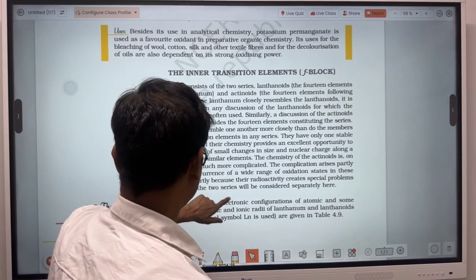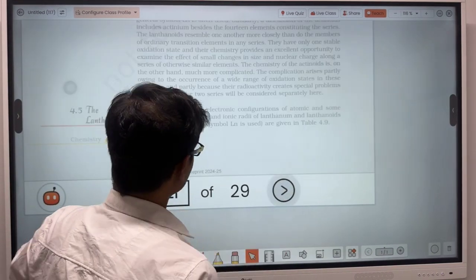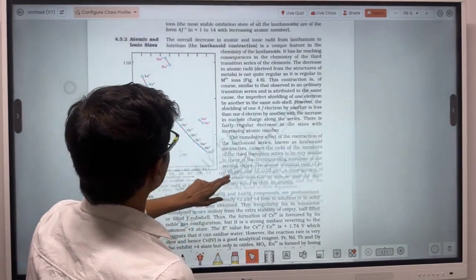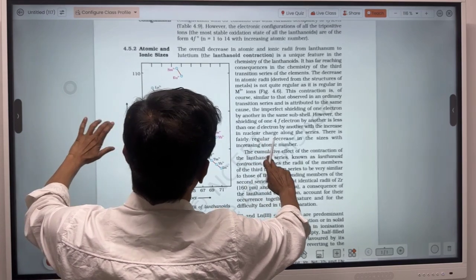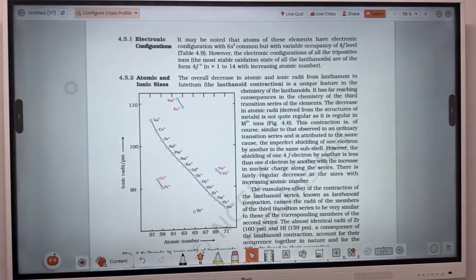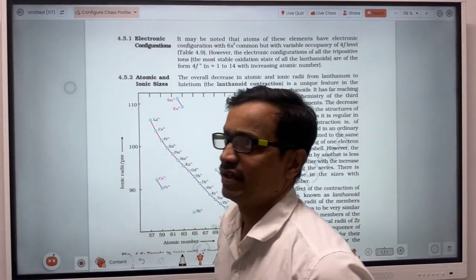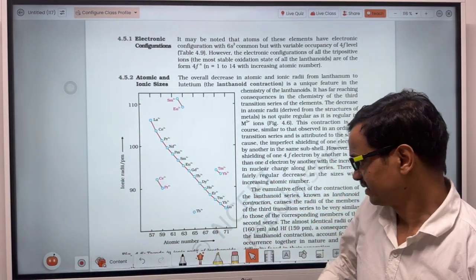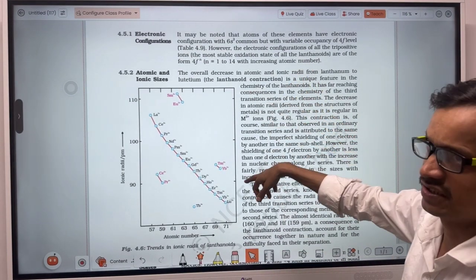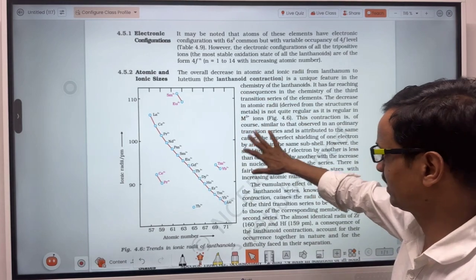Let's see here about the lanthanoids. Why are they called lanthanoids? Lanthanoids are called so because the first element of this group is lanthanum. And in the case of actinoids, they are called actinoids because the first element is actinium.